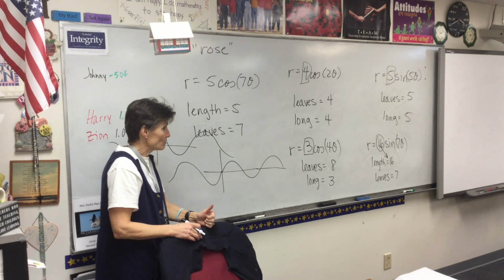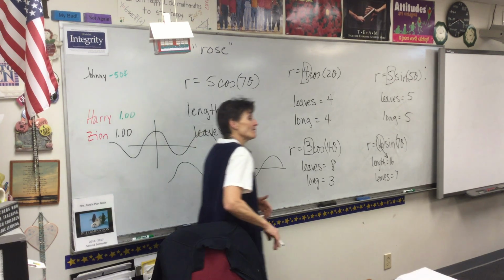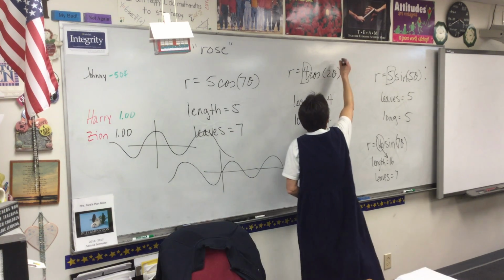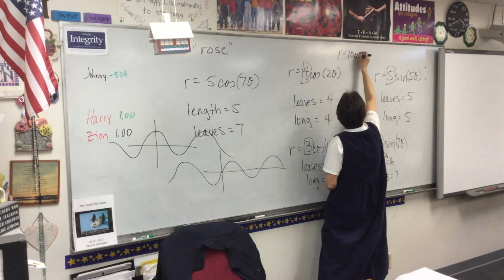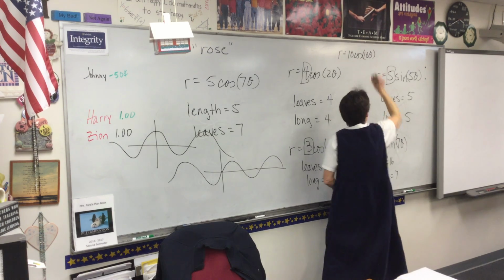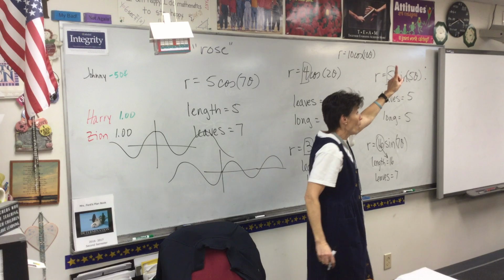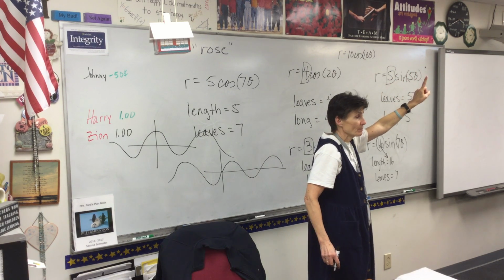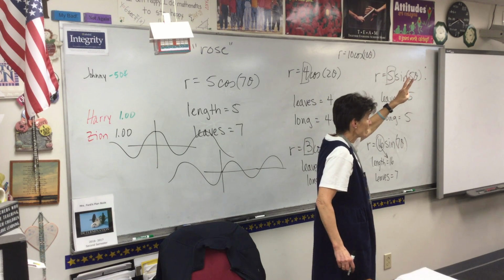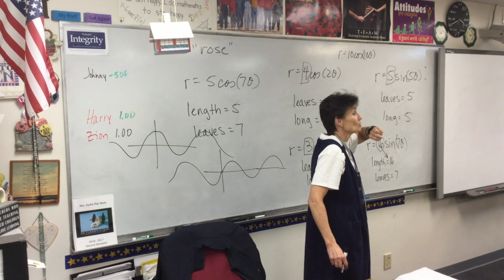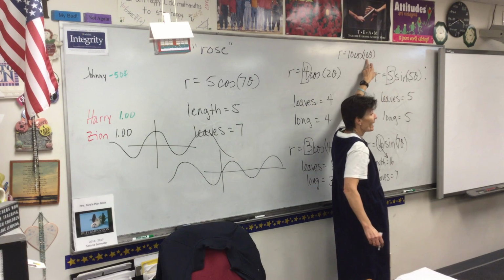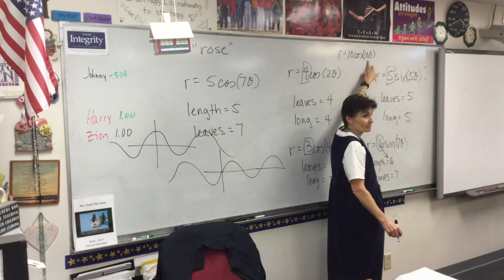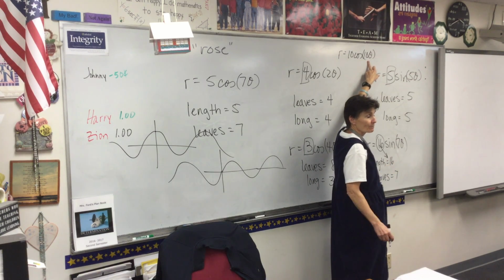All right, that's a rose. So we'll have at some point a quiz, and the quiz will say R equals 10 cosine 10 theta, and the question will be, how long are the leaves? And you will say 10. How many leaves are there? And you will say 20. Because when that number is even, it's doubled. Even times 2.